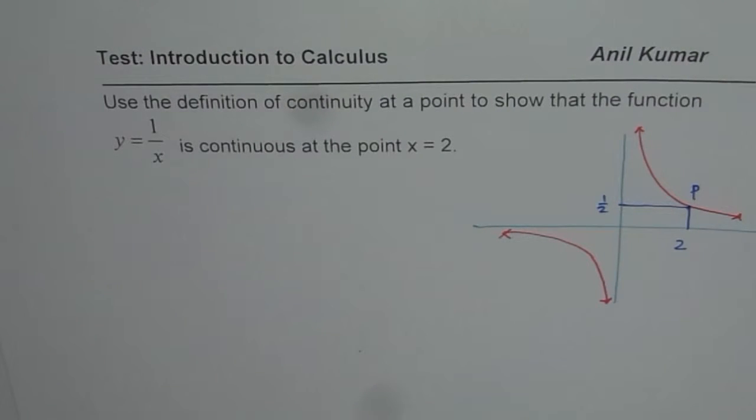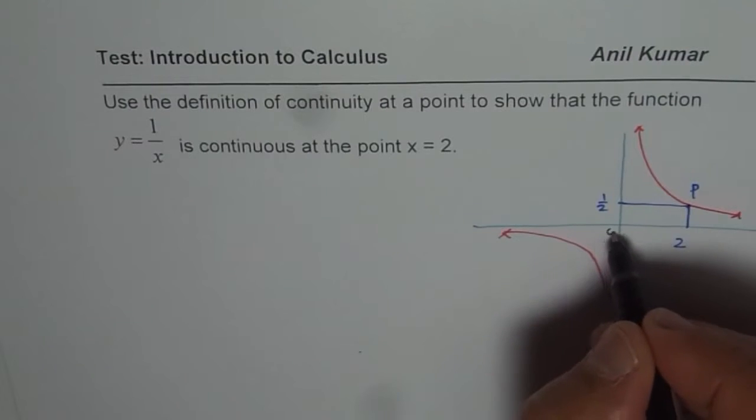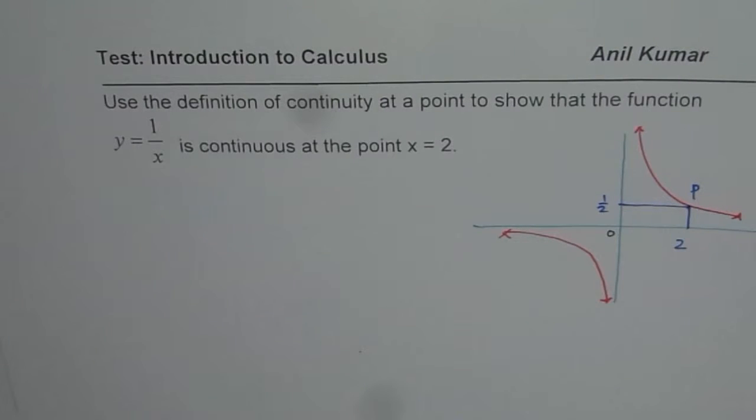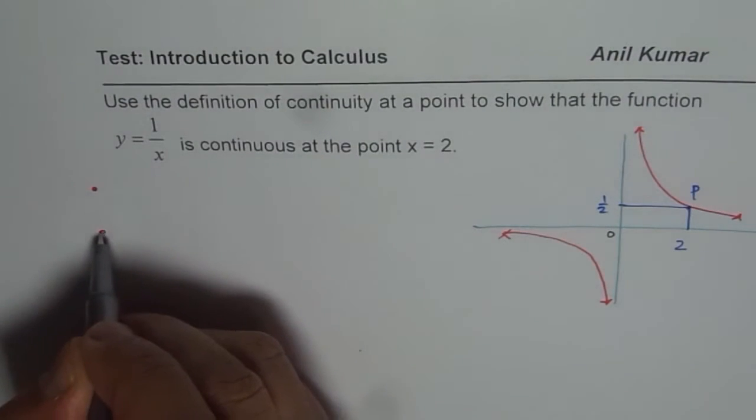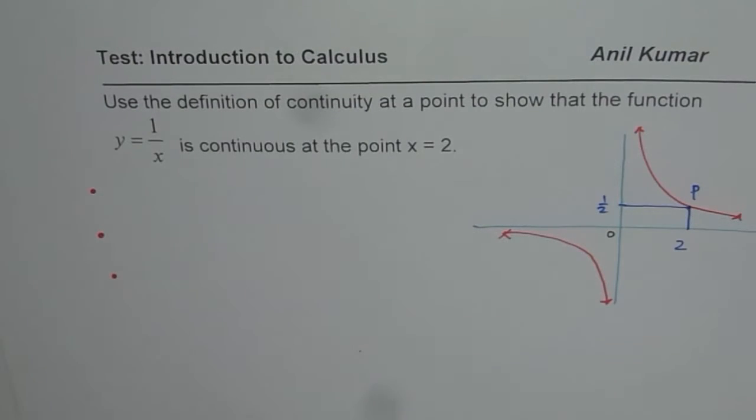So how are you going to prove it? When you look at it, it looks obvious, right? I know that it's not continuous at 0. We have a vertical asymptote here. But we are talking about the point x equals 2. Now to show that a function is continuous at a point, we have a few specific rules which we should follow.